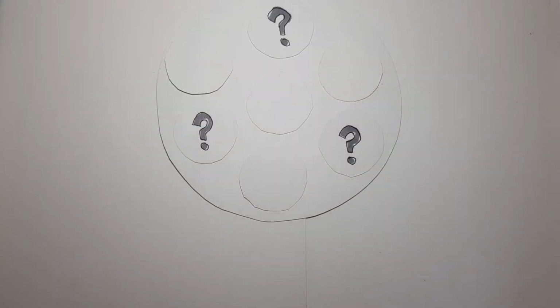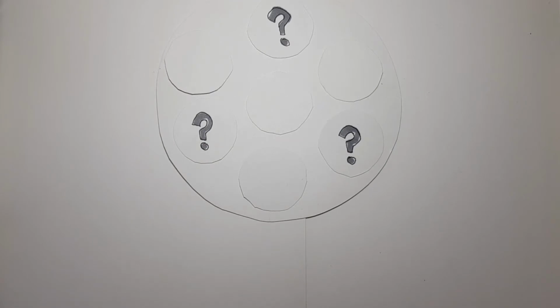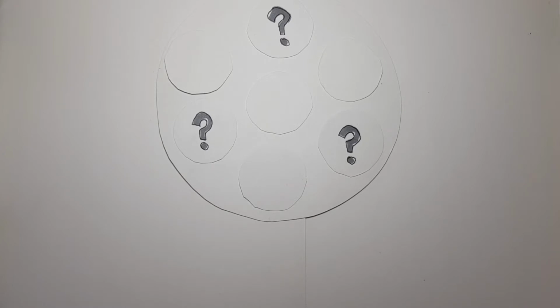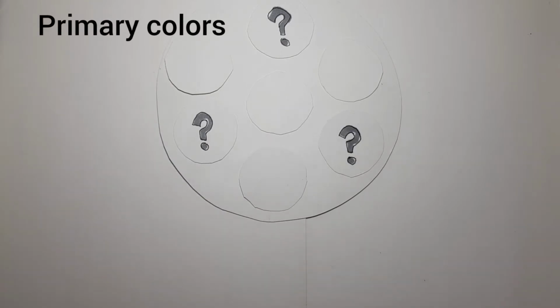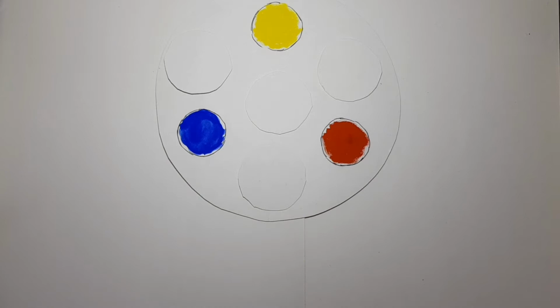Let's start with the source of everything, color mixing. If you have heard of the terms RGB and CMYK, then put them aside. They have more to do with screens and printers. The primary colors are yellow, red, and blue. They are called this way because when mixing them in different ways, we can get other colors.